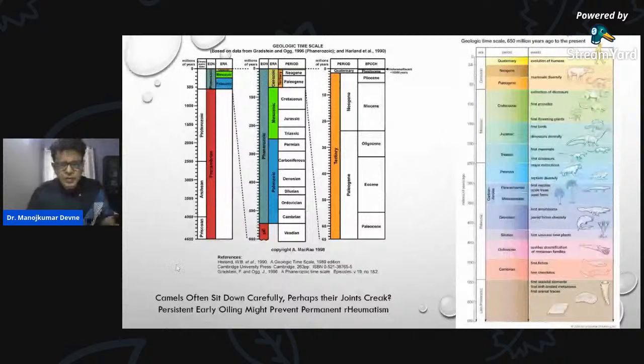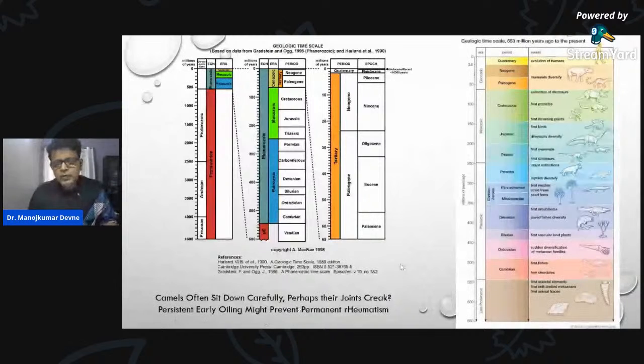Now, I would not stress your minds, but I don't know whether anyone of you has read through this. Camels often sit down carefully. Perhaps their joints creak persistently. Early oiling might prevent permanent rheumatism. Now, I don't know why this sentence is there along with this. If any one of you can make any sense out of this and help me with that, it would be fantastic.